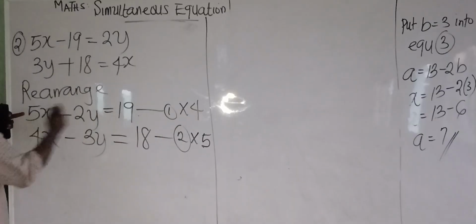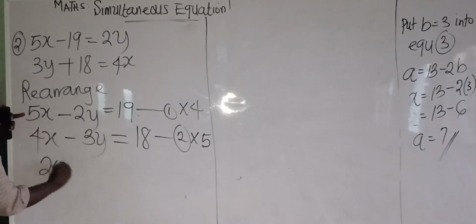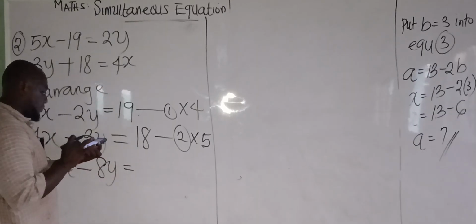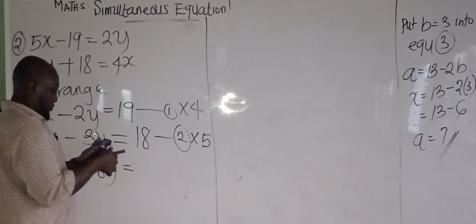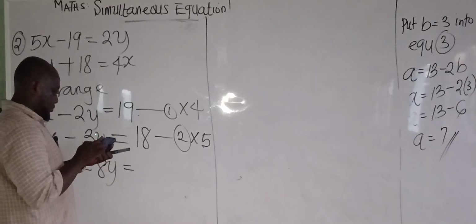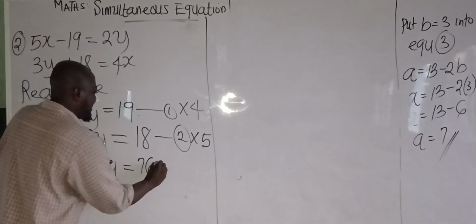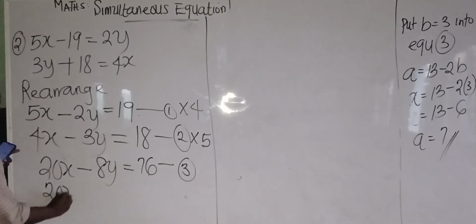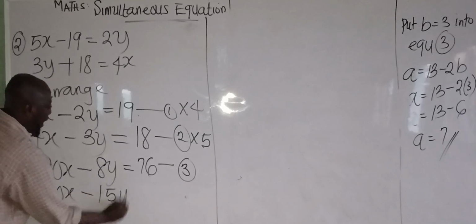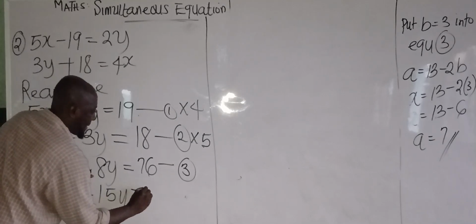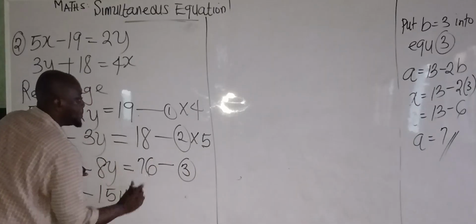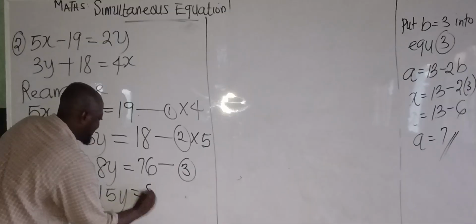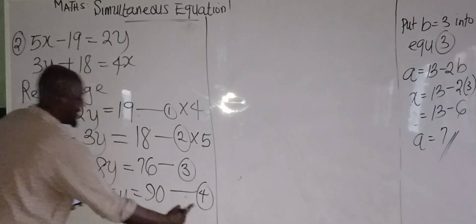Using this to multiply all these, I'm having 20x minus 8y, that will give me 76. I call this my equation 3. Now 5 here, this becomes 20x minus 15y, then this will give me 90 as my equation 4. So this is it here.